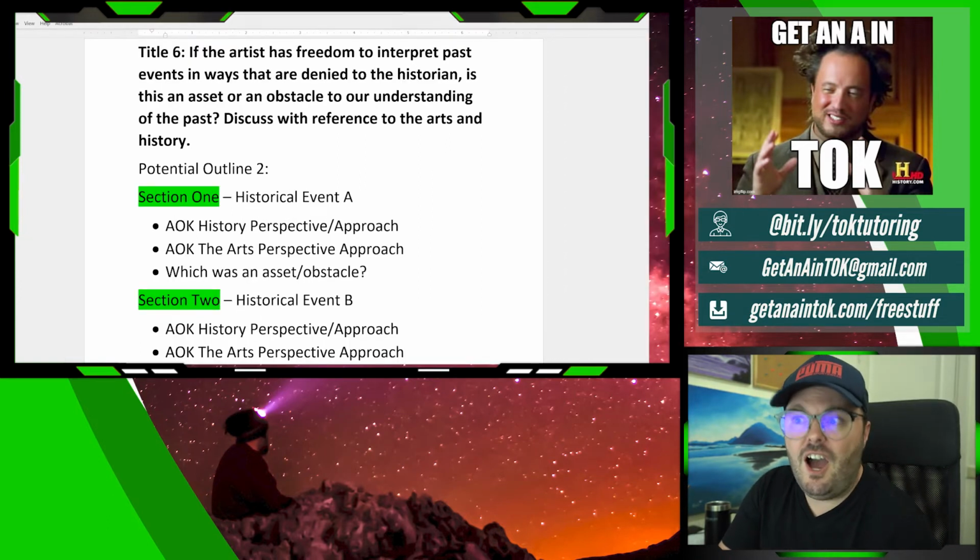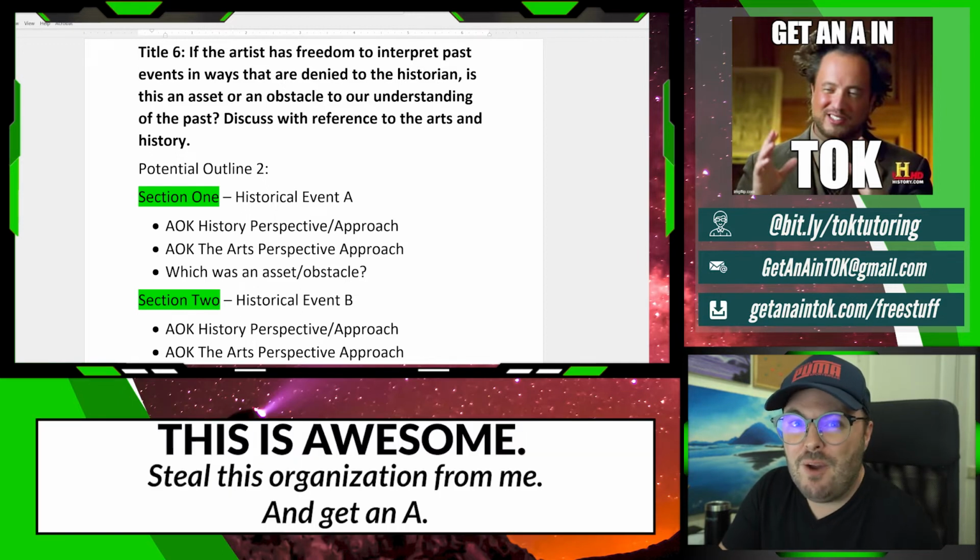Here is the other way of organizing it, and I love this. This can't be done for every essay, but I think this really works for this prompt, and that's why I like this prompt so much. So what you could do is focus, instead of different AOKs, on 2 different historic events.